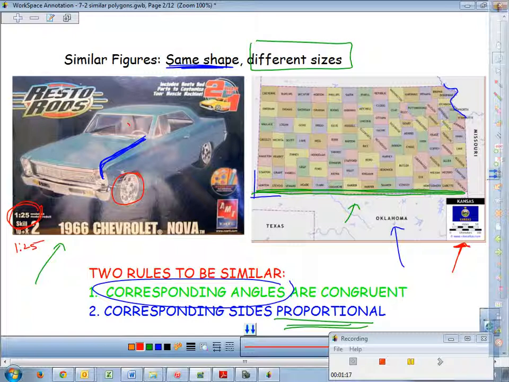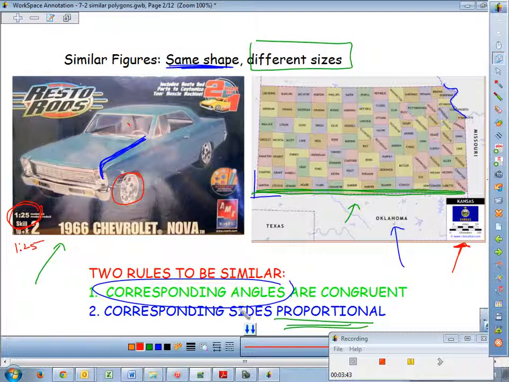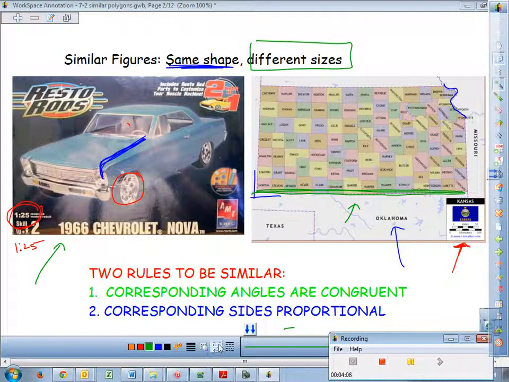So to be similar, there are two rules. Let's write those two rules at the top of our practice sheet, as you'll see next. Corresponding angles will be congruent to each other. So write that at the top. Two rules to be similar. All right, this whole bottom statement down here, write that at the top of your practice worksheet. Two rules to be similar: one, corresponding angles should be congruent to each other, and two, corresponding sides should be proportional to each other. Both things have to happen for it to be similar.